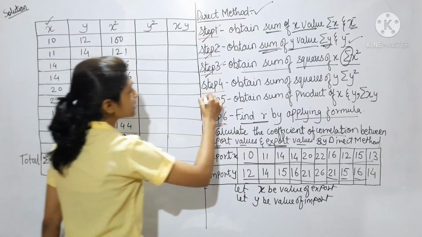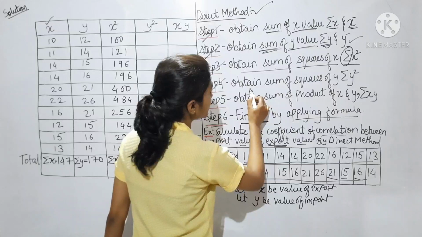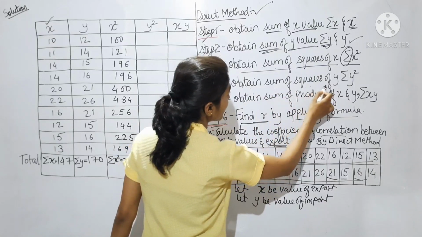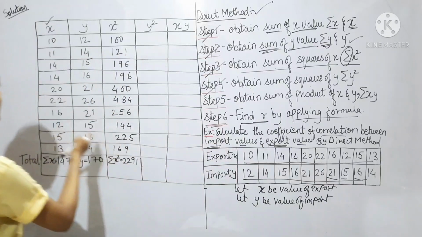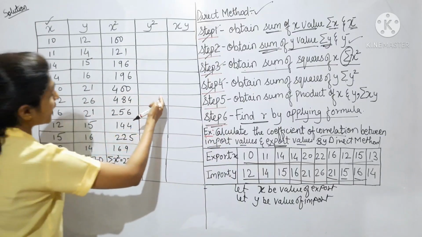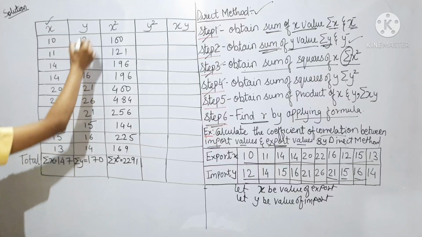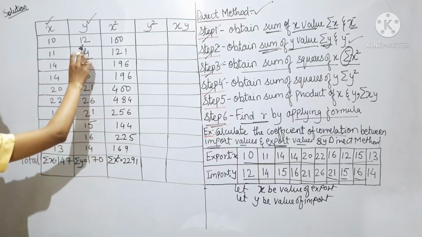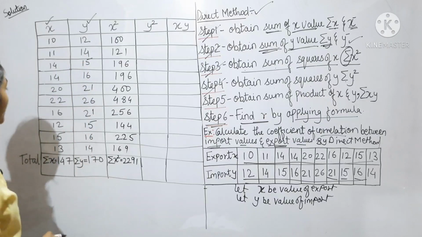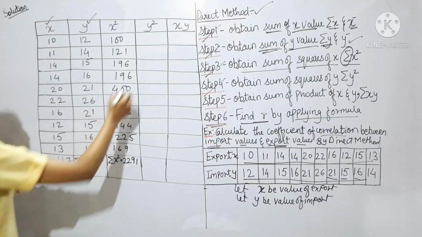Now let's find step number 4. Step number 4 is: obtain the sum of squares of y, that is y square. Same thing that we did for x square, we are going to do for y square. So these y values are here. Square of 12, okay, square of 12 is what?